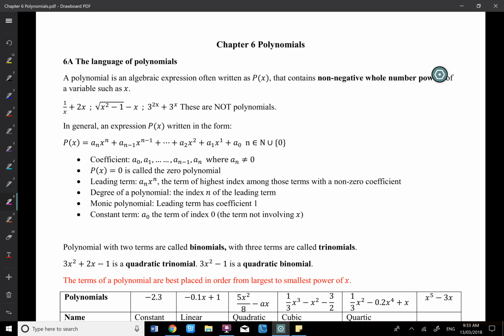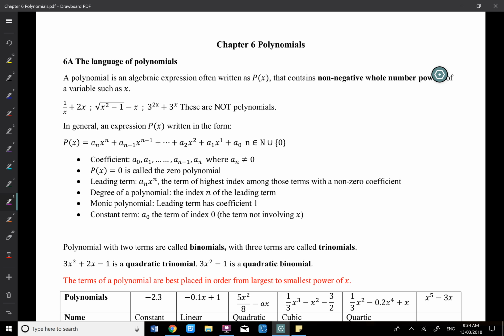Think about what a polynomial is. Let's think about the definition for polynomial first. A polynomial is an algebraic expression often written with p(x). Well, you know we have f(x), g(x), h(x). For a polynomial, we give a name as p(x). It's not necessary to use p(x), but we normally express it that way.